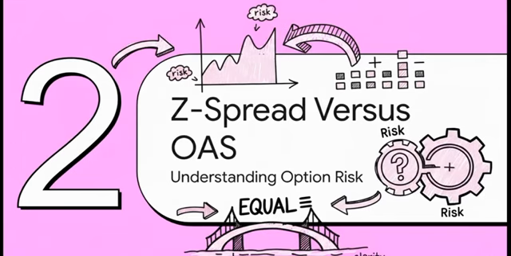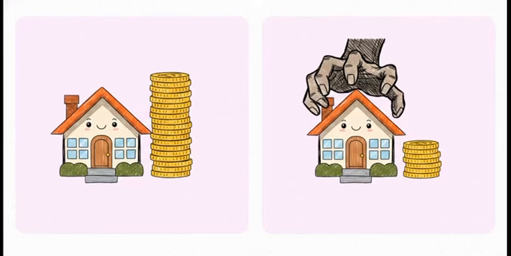Moving right along to Section 2, Z-spread versus OAS. Okay, so understanding this relationship is notoriously tricky, so I want you to think about renting a house. The Z-spread, that's just your standard rent for a totally normal, predictable property. But what if your landlord decides to write a bizarre embedded clause into your lease saying they have the right to buy or can essentially kick you out of the house whenever they feel like it?